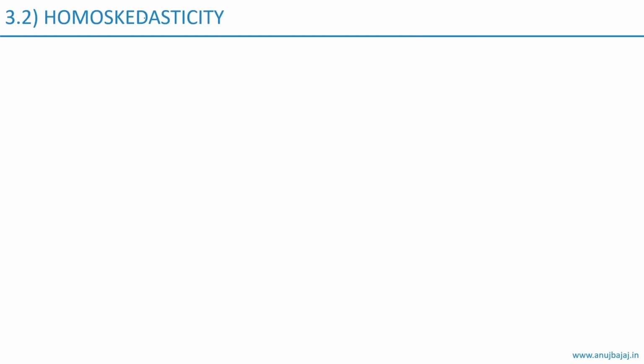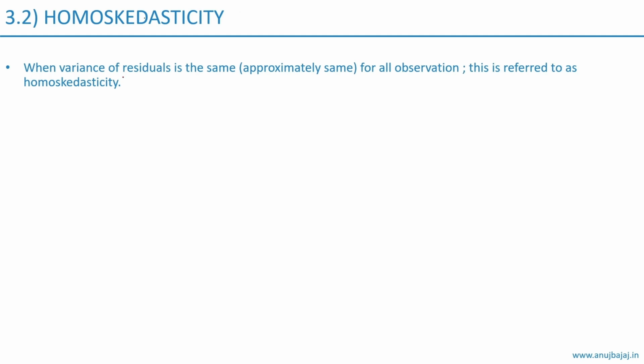The second assumption that the simple linear regression model makes is homoscedasticity. When the variance of the error term is approximately the same across all the observations, this is referred to as homoscedasticity. And for the simple linear regression model to provide accurate results, it is necessary that the variance is approximately the same across the observations.